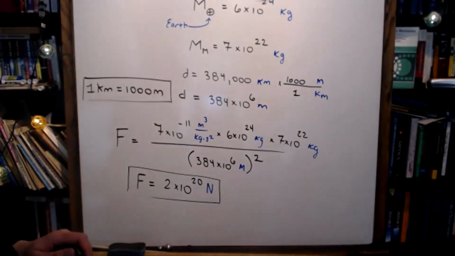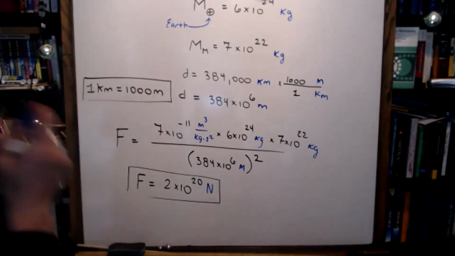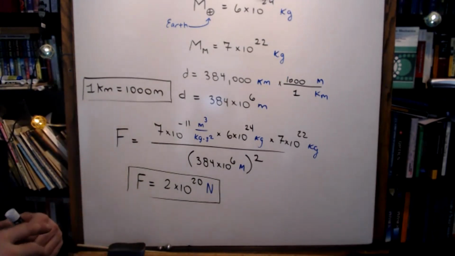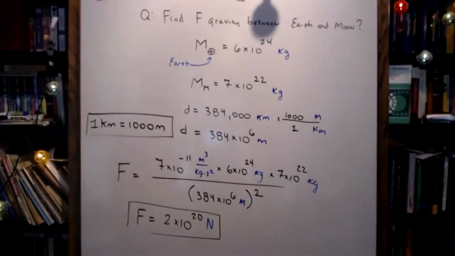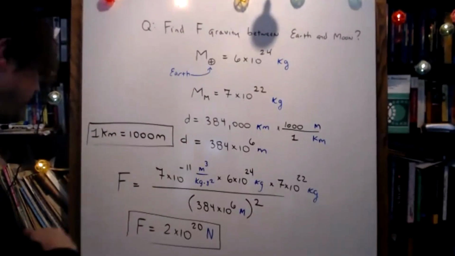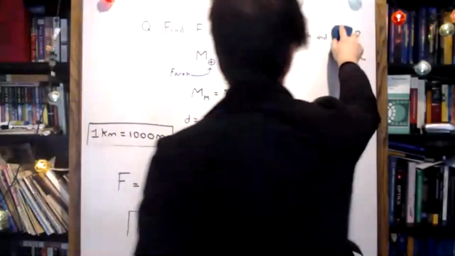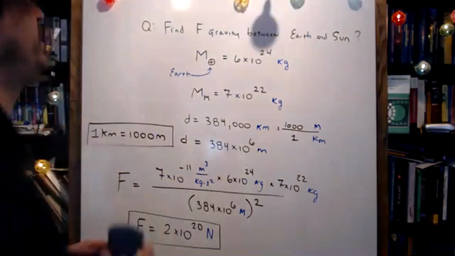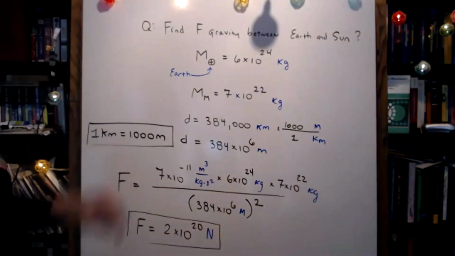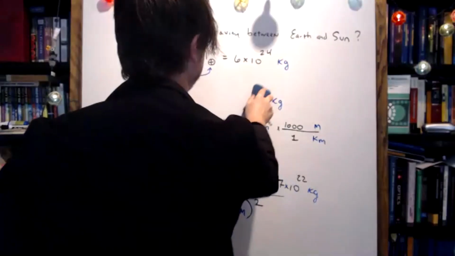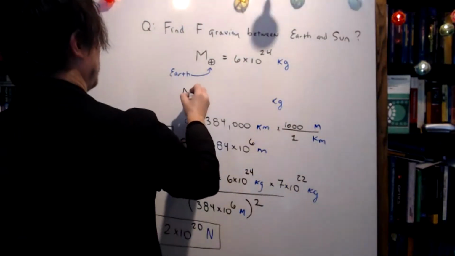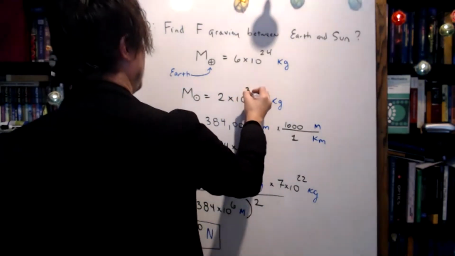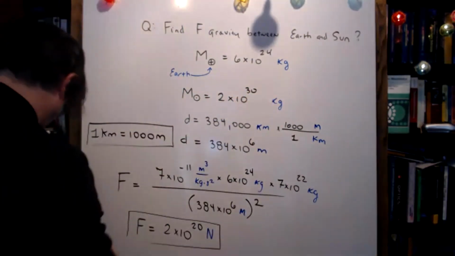Okay, I want to do this once more for the Earth and the sun, and this time I want you guys to punch it without my help, okay? Let's go back up to the top. Question number 2. Find the force of gravity between Earth and the sun. The mass of the Earth will stay the same, but now the mass of the sun is 2 times 10 to the 30 kilograms.